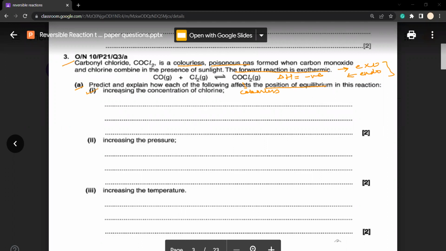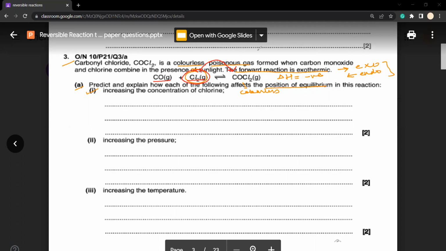Part 1: increasing the concentration of chlorine. If we increase the concentration of chlorine, which is one of the reagents, what will happen? We studied in the previous video that if we increase any one of the reactants, the forward reaction is going to be favored. The reason is that the reaction moves in the direction which will decrease the impact of the increased concentration. So the chlorine's concentration is increased, and the equilibrium moves in the direction to reduce the impact of the increased concentration of chlorine. That means it's going to go in the forward direction.